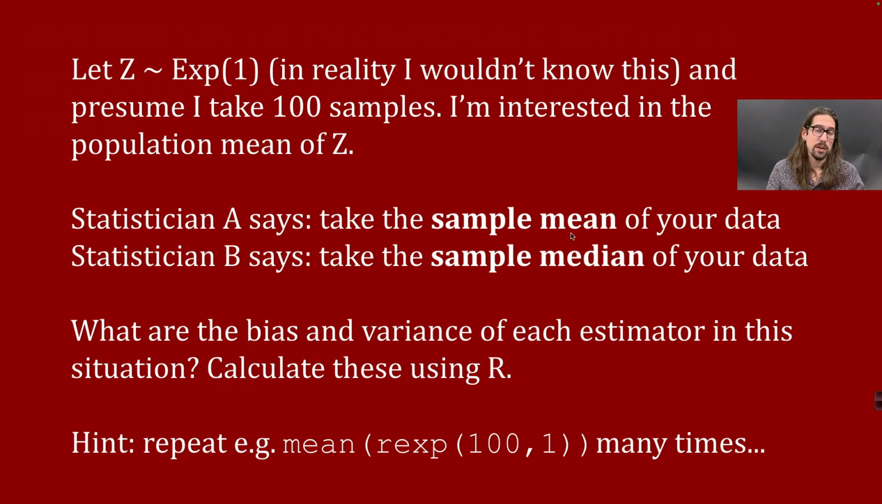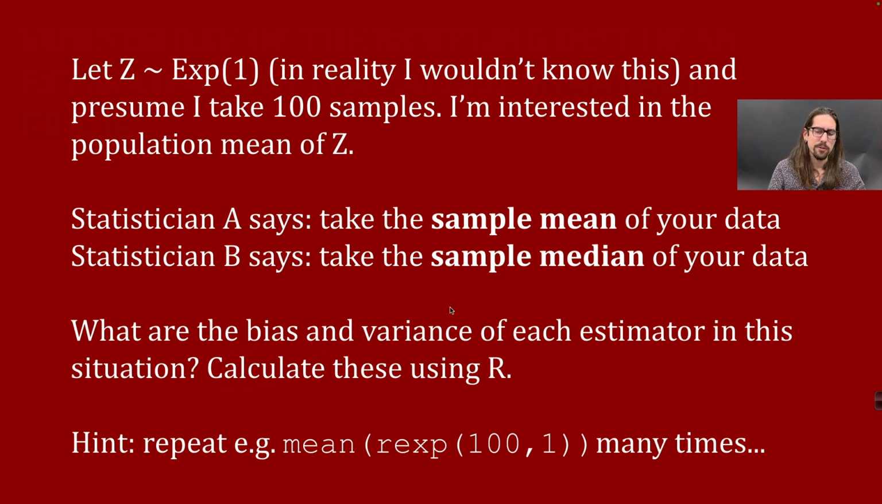And we have two estimators corresponding to two statisticians. Statistician A says, whatever your data is, take the sample mean. And statistician B says, no, don't take the mean. I know you want to know the population mean, and so the plug-in estimator would be the sample mean, right? But don't do that. Here's a different estimator. Take the sample median of your data. That's what you should do. And they have reasons for saying that. Let's see what they are.